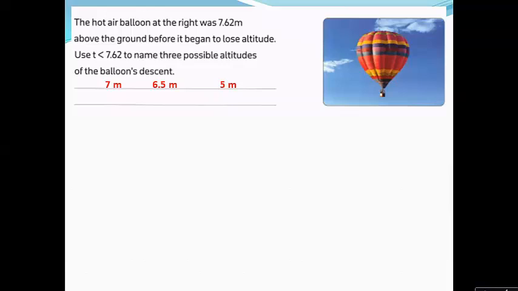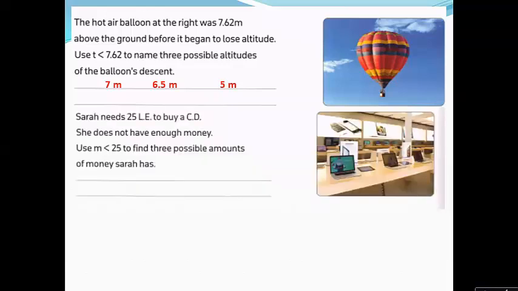And the question: Sarah needs 25 LE to buy a CD. She doesn't have enough money. Use m smaller than 25. Also, we will write numbers smaller than 25 to find 3 possible amounts of money Sarah has. 25 LE, 21 LE, 5 LE. It means I can write 7, any number smaller than 25.